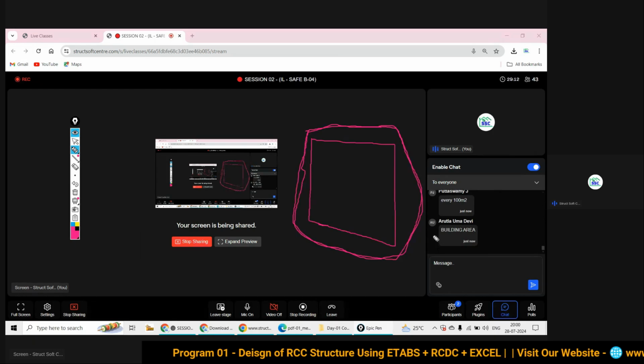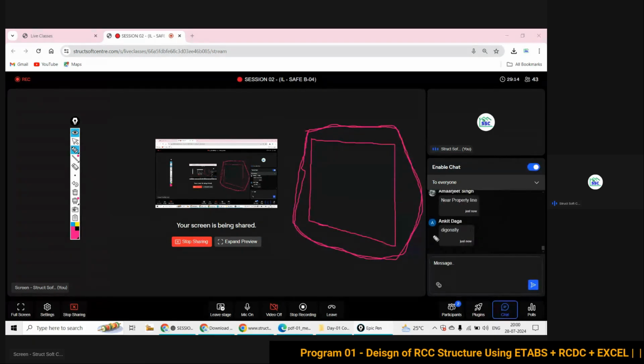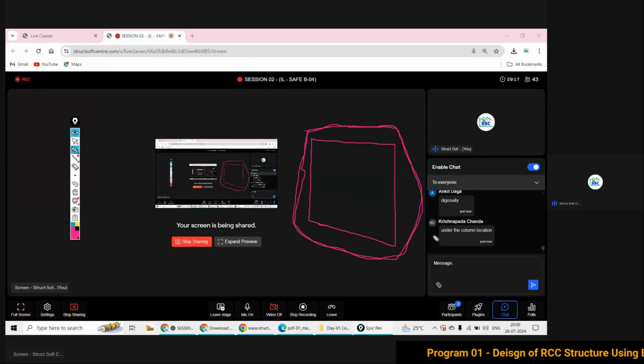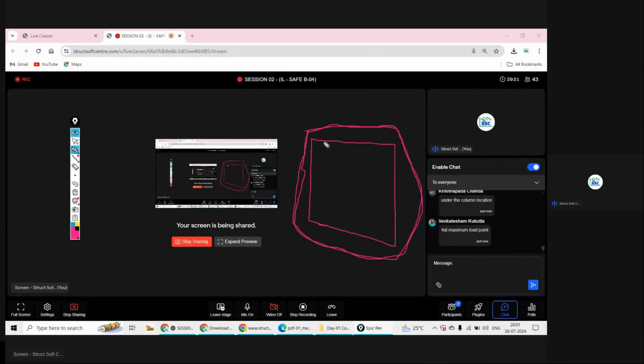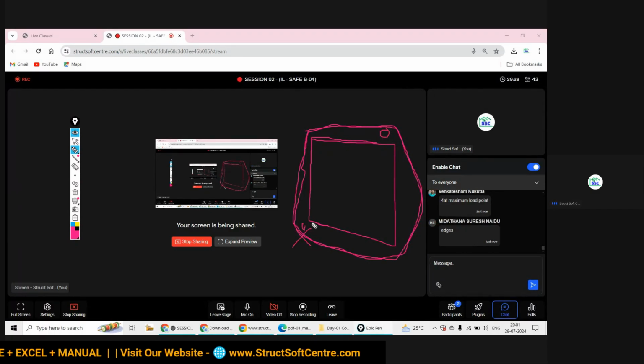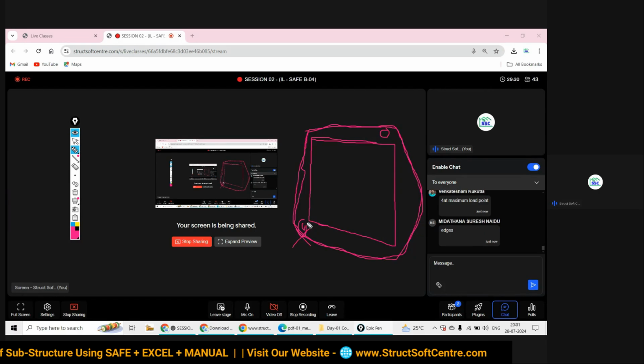Building area? No. Near the property line? No. What is the objective of testing near the property line? Actually my building is going to be built within this outline. What is the scope of doing the investigation here? No use, no load you are going to put there, so why test the soil?